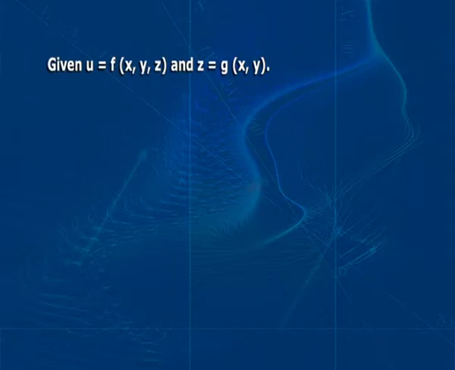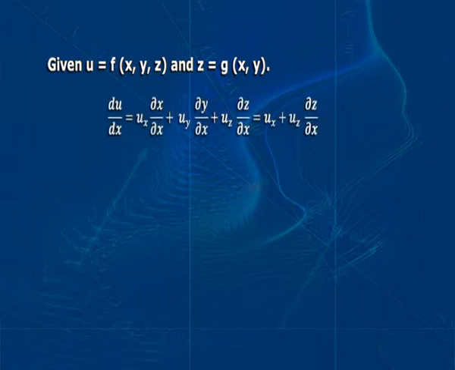Extension to 3 variables. Given u is equal to f of x, y, z and z equal to g of x, y, du by dx is equal to ux del x over del x plus uy del y over del x plus uz del z over del x is equal to ux plus uz del z over del x.